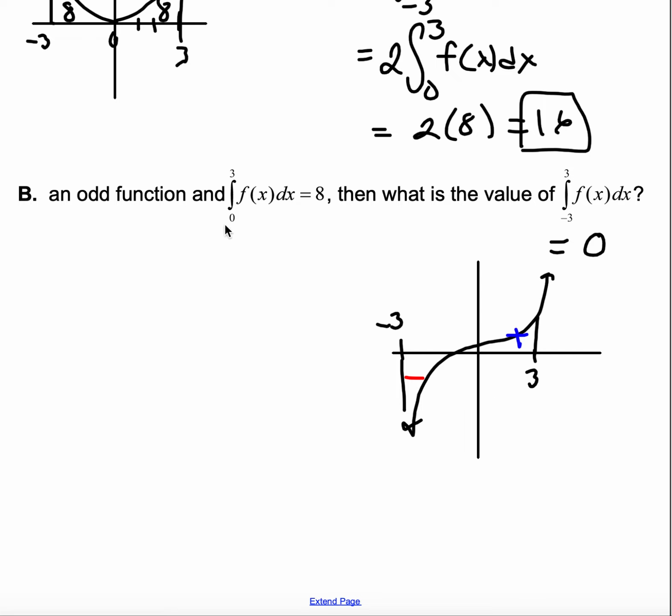All right, so that's another little trick. That's another way to think about when you are integrating an even or odd function from a negative value to a positive upper bound.